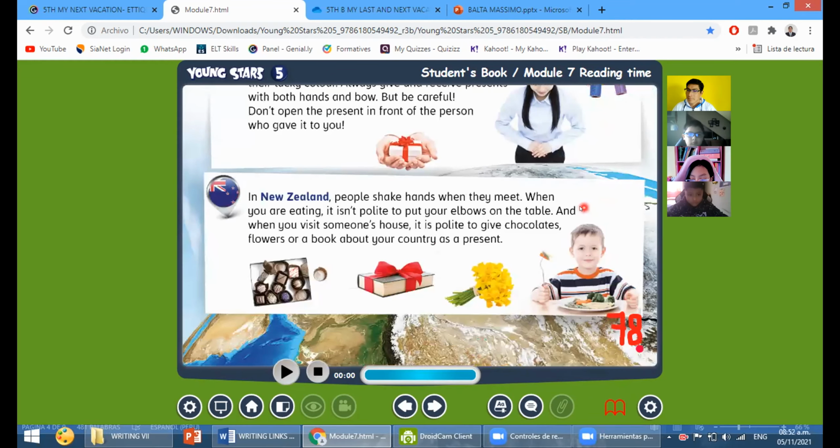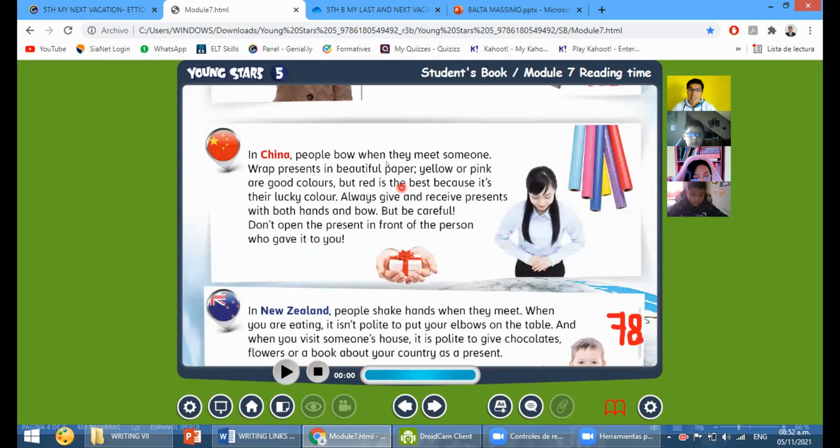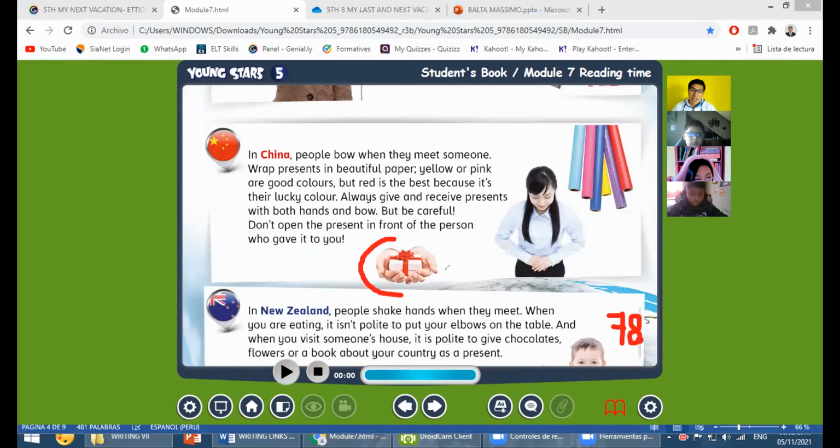China? Yes, in China. My friends, when you give a present, use the two hands. This is your present with two hands. And when you are going to receive, the same. Thank you, with two hands, not with one. One is impolite. It's not good. Okay? You need to use two hands.